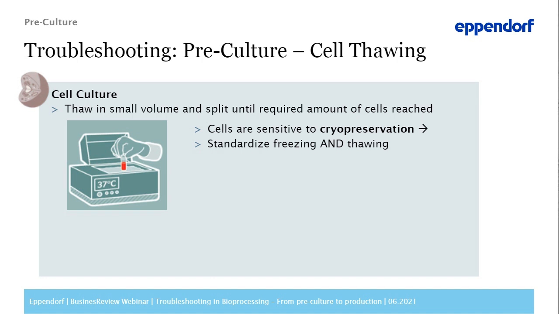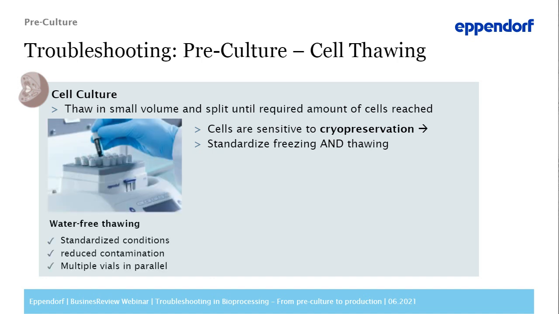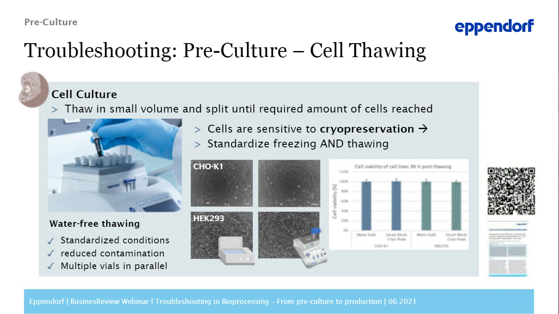You may look into other methods, for instance, by using a thermomixer, which is water-free, which allows you to thaw in a more standardized way, reduces contamination as no water is there, and also you can handle multiple vials in parallel. Just if you're interested, here's the first QR code you can scan.